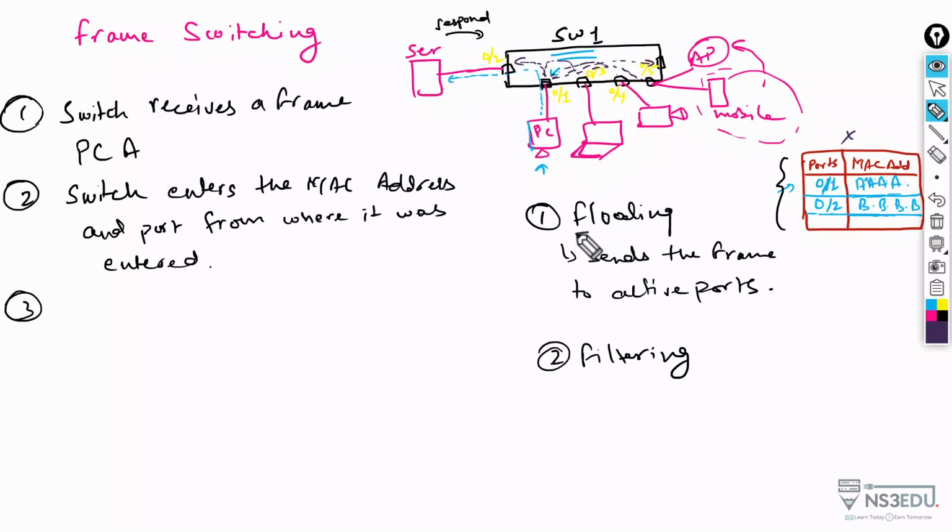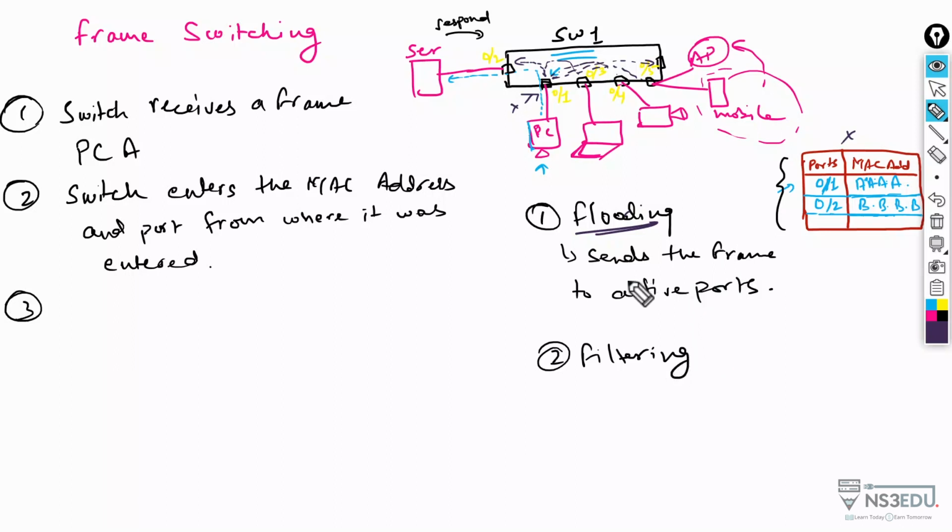That is called flooding. Flooding means to flood whatever you have to other ports except that one port where you have received it. You will not flood any kind of frame or any kind of packet to the port that is already giving you that information. The second thing the switch can do is filtering.